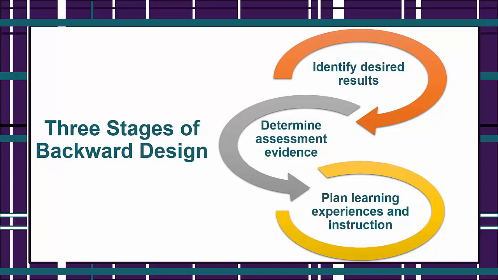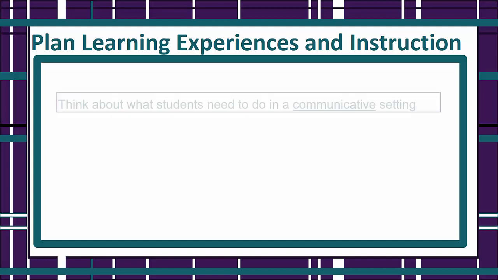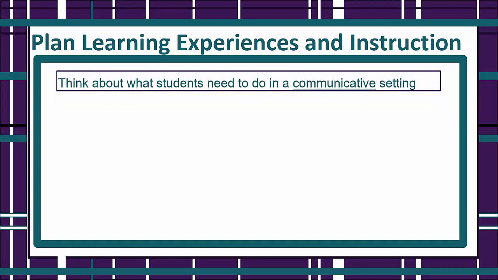You are now 2/3 of the way through the planning process using backward design. You have identified your desired results and determined how you will assess learning, and now you will plan your learning experiences and instruction. There is so much to think about when planning instruction. Here are some key elements to be sure to consider in your planning. Think about what students need to do in a communicative setting. What tasks will they need to perform?